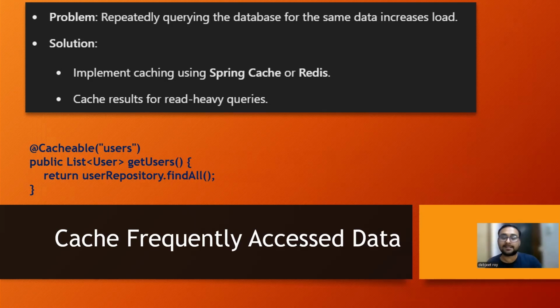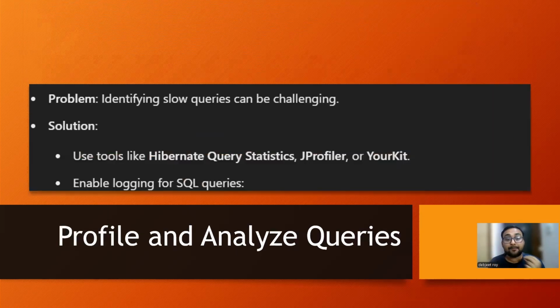Okay, so let's get started with another topic, profile and analyze queries. This is also one of the ways to optimize your query performance. Okay, so there are tools: JProfiler is a tool, YourKit is a tool, Query Statistics is a tool, Hibernate Query Statistics. If you are making use of these tools, then we can easily identify what type of queries are actually slowing down our performance.